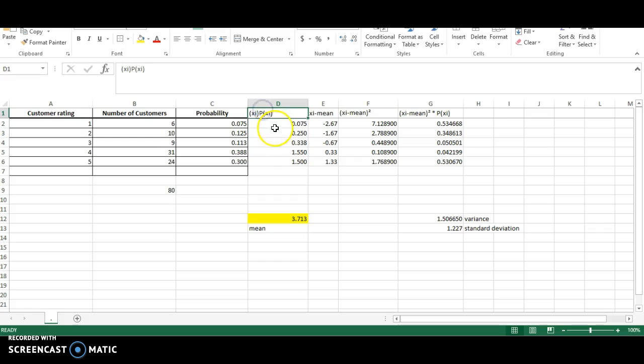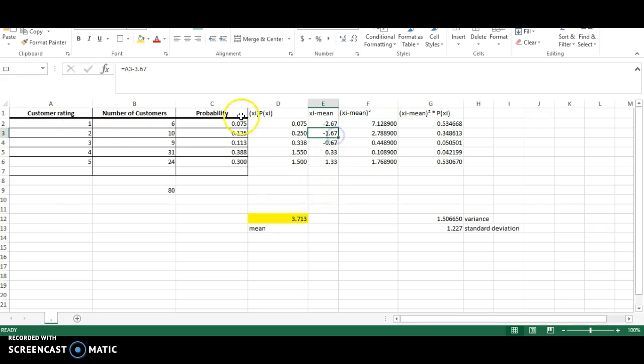So you're going to do all of these xi times pxi. Then you're going to add those up, and you're going to get 3.713. Then once you get your mean, you're going to take each xi value, 1, 2, 3, 4, and 5, and you're going to subtract each one of these minus 3.713. So 1 minus 3.713 would be negative 2.713.